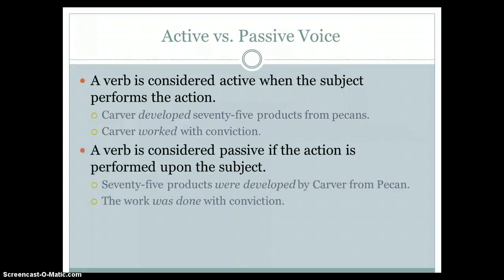A verb is considered passive if the action is performed upon the subject. That means that there's something else doing the action to the subject. "75 products were developed by Carver from pecans." "The work was done with conviction." The importance now is not on Carver having done the action, but on what he did. So in the first example, the emphasis is on the 75 products, not the fact that Carver developed them. In the second one, the emphasis is on the work, not who did the work. We don't even know who did the work in that sentence.